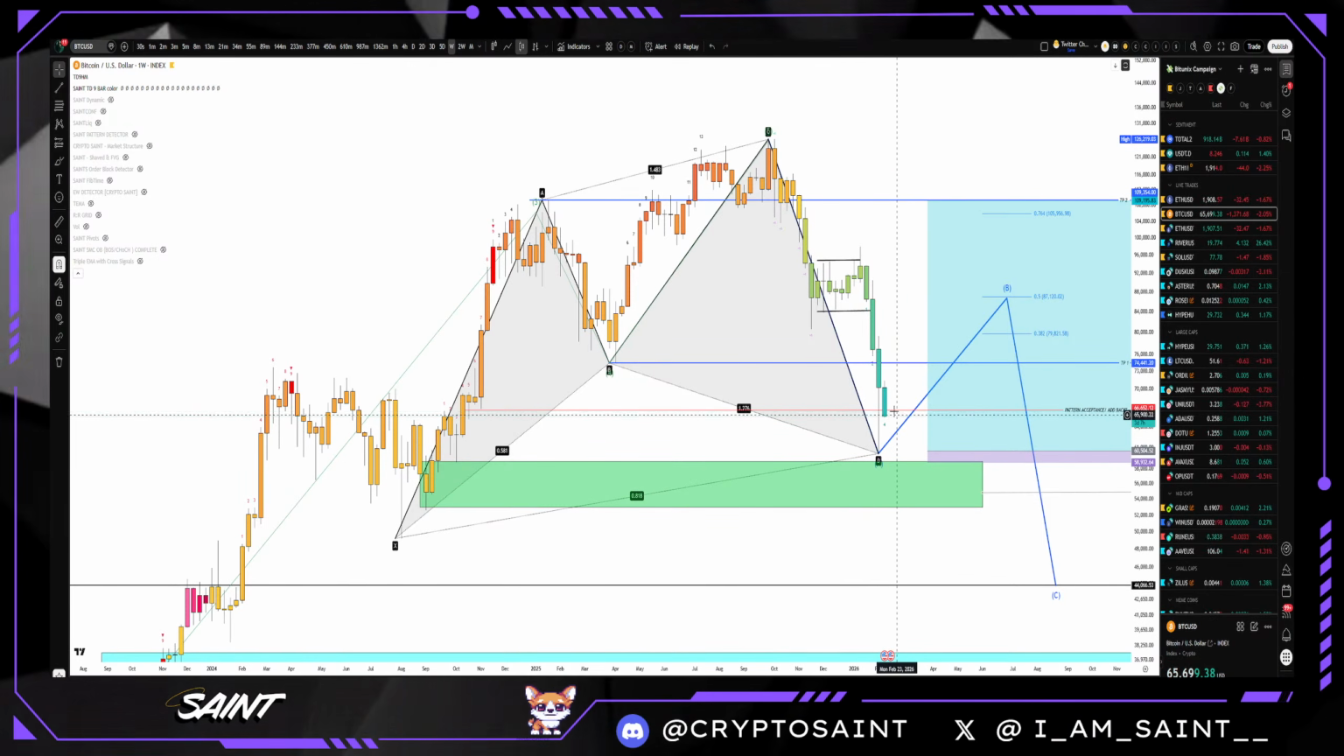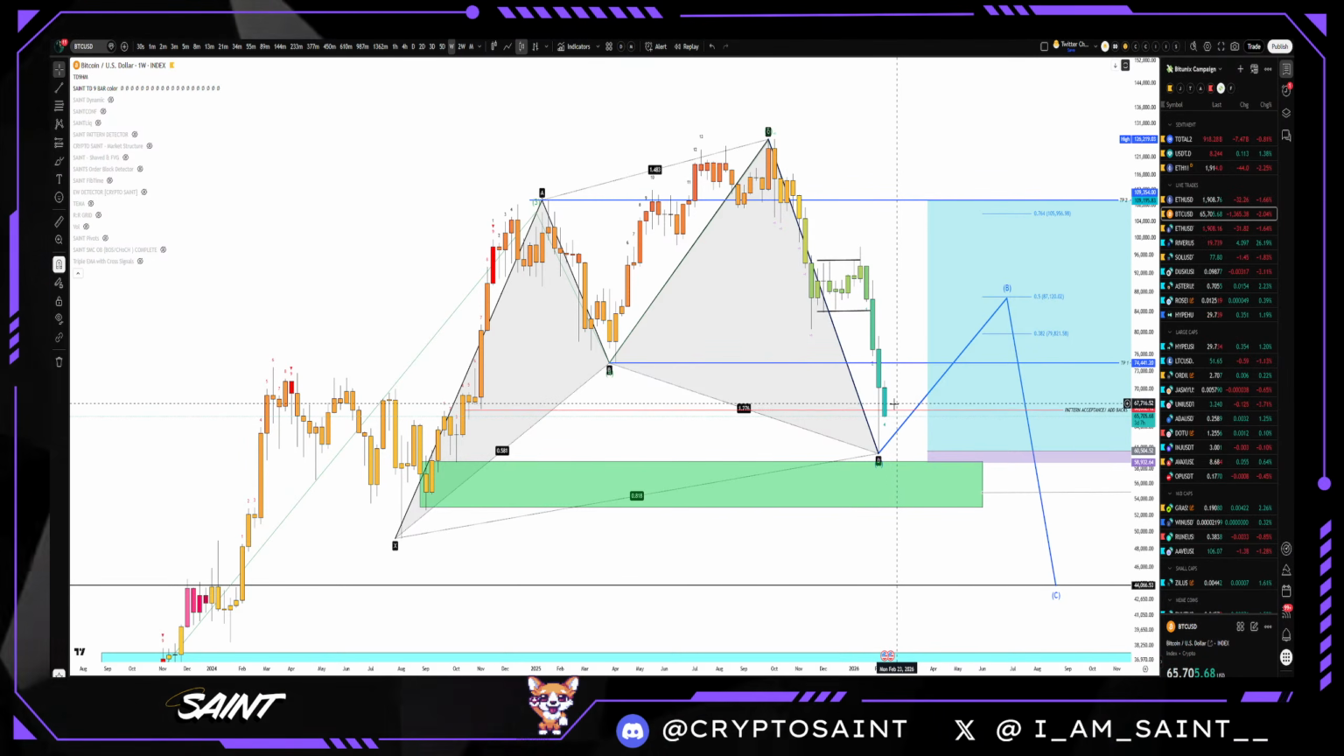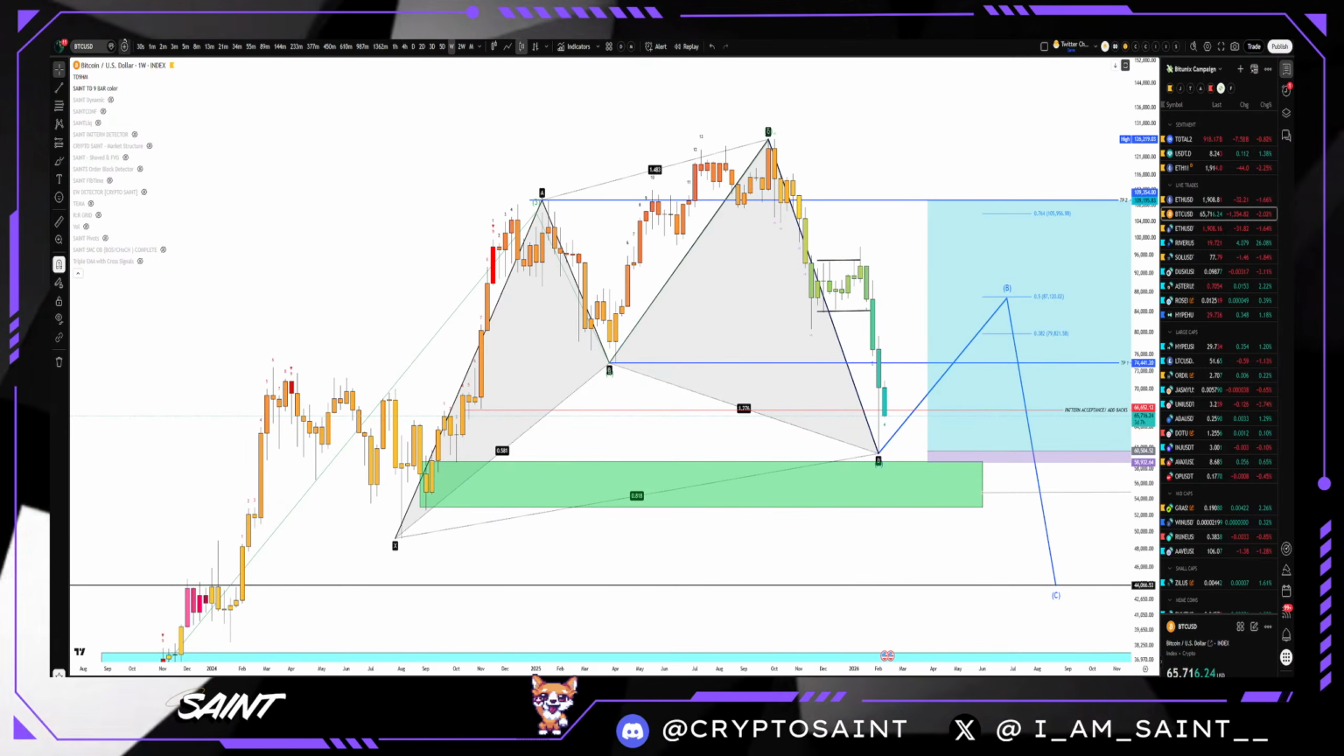I want to see if I can get a pullback above this level, 66,575, and then I can get a bounce off of that. Then I'd be looking to add back to my position.